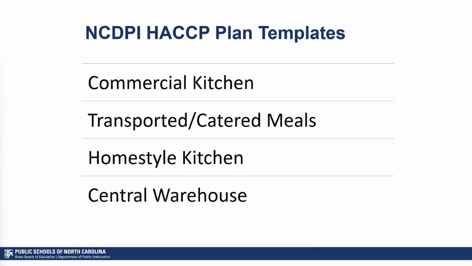We are reviewing the transported meals plan in this webinar, but depending on your operation, you may need more than one plan. For example, some districts that operate a central warehouse for storing school nutrition food and beverage items would need both a commercial kitchen plan for their self-prep school sites, as well as a central warehouse plan for their central warehouse.